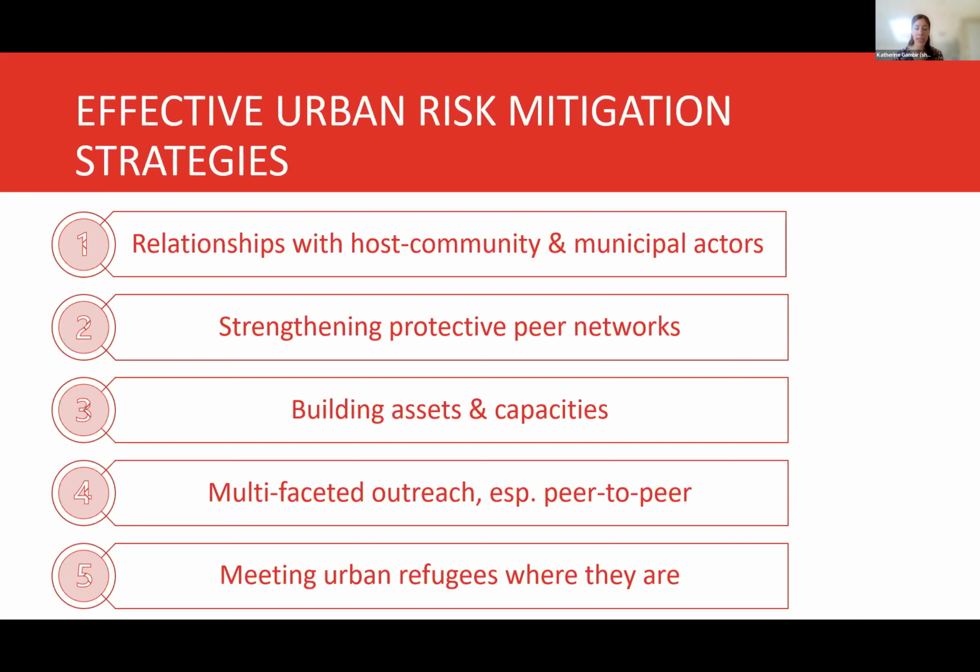So the third effective strategy is building assets and capacities. So this is really about using a strengths-based approach that leverages existing assets and capacities of individual subgroups rather than just focusing on individualized needs. Fourth is employing multifaceted outreach strategies for subgroup populations. So this is especially, again, around this peer-to-peer outreach. Fifth is meeting urban refugees where they are, asking them about their needs and issues and involving them in designing solutions to meet those needs.